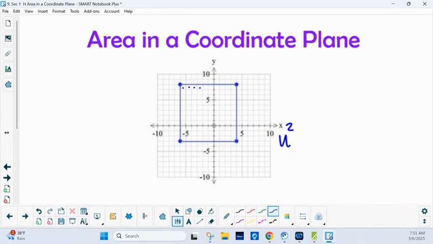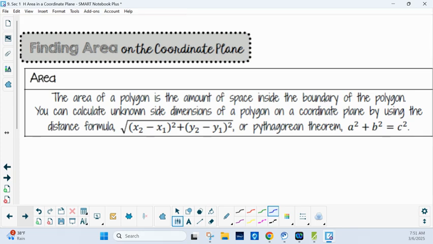Now, perimeter, you could do the same thing for any shape. You just had to find the sides and add them. But area, most shapes have a unique formula. So we have to be able to use the correct formula. It's the amount of space inside the boundary of the polygon. That's just any shape. You find the unknown sides by using either the distance formula, or we saw we could create a right triangle off of each side and use the Pythagorean theorem, either way.